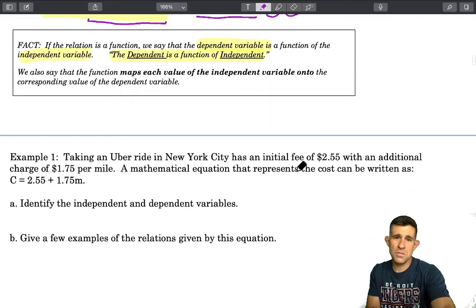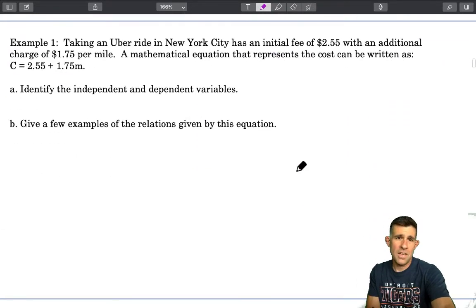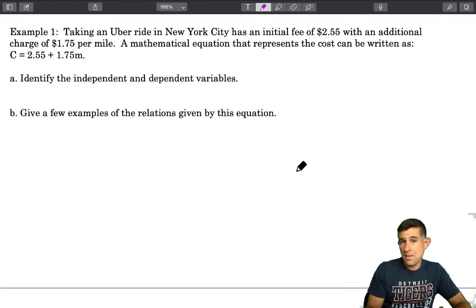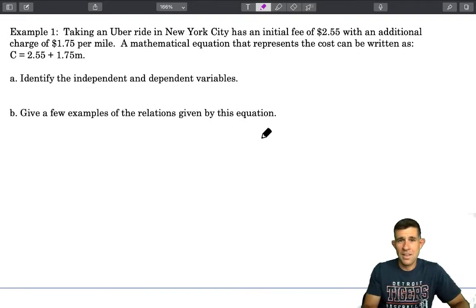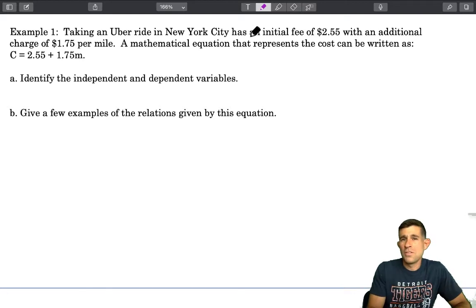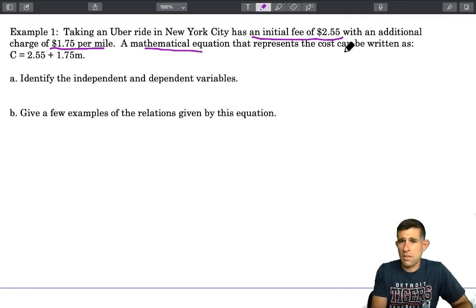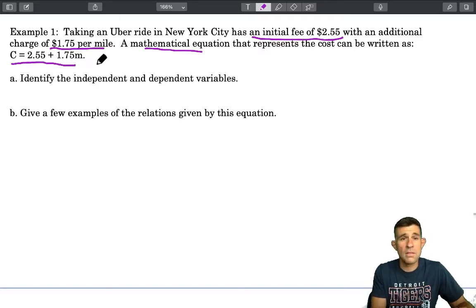Let's jump into examples for today. Example 1, we're going to take an Uber ride in New York City. How exciting. We are going to be charged an initial fee of $2.55, and each additional mile is going to charge us $1.75. We're going to write a mathematical model or mathematical equation that represents the cost, and it can be seen as this. The cost is equal to $2.55 plus $1.75 per mile m.